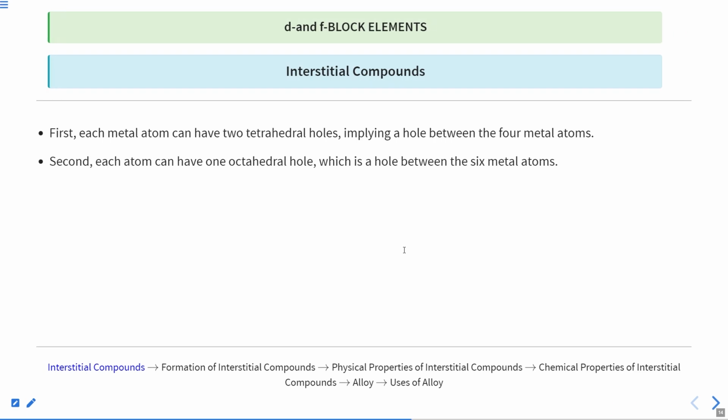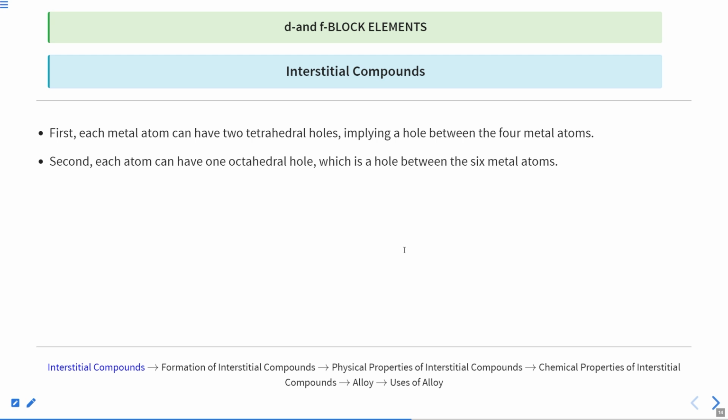Now first, each atom can have two tetrahedral holes, implying a hole in between the four metal atoms. Second, each atom can have an octahedral hole. So these are the two types of interstices that can be seen. What is being said here is that the interstitial sites are filled by small elements. So what types of interstitial sites can be made with the help of this d-block element arrangement? First of all tetrahedral, and the second is octahedral.